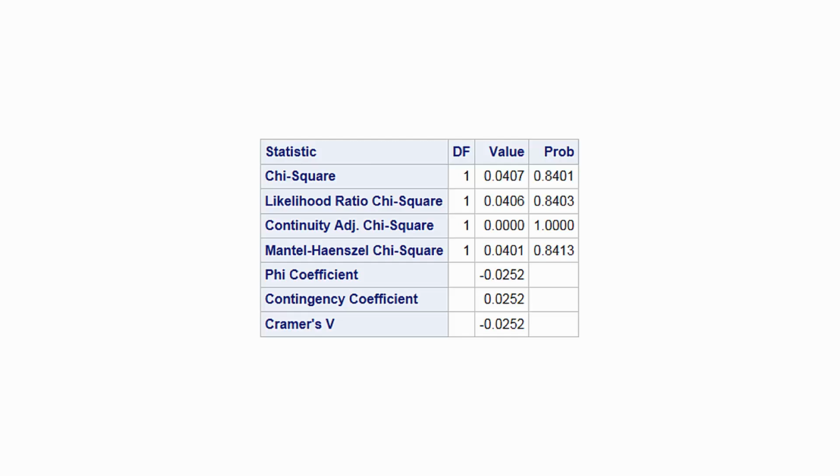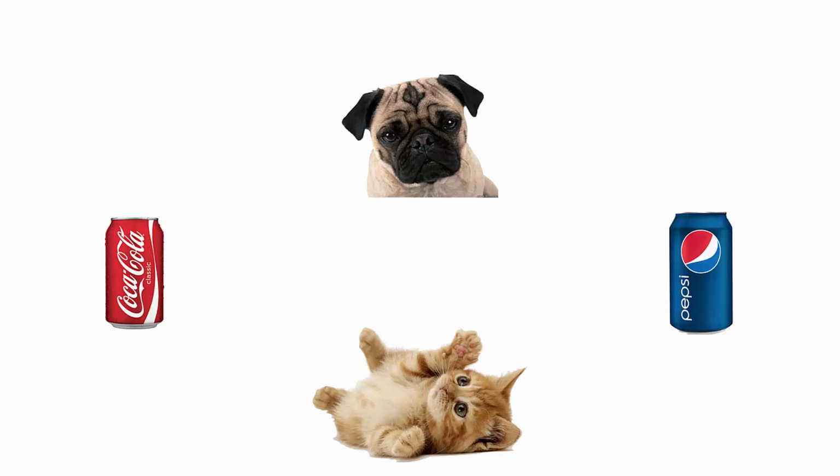To give you a sense of how this works, let's start with a silly example. Let's say we investigated the relationship between favorite brand of cola and favorite pet. From a practical standpoint, there's no reason to suspect that the two things should be related. Put another way, there's no reason to expect that preferring Coke over Pepsi would make you any more or less likely to prefer dogs over cats.